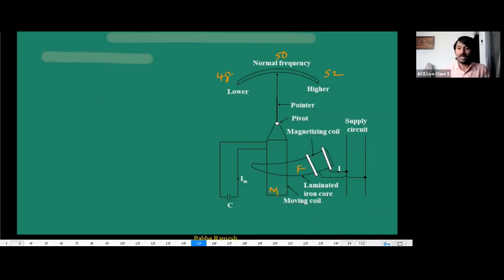Kindly look at my hand. Don't think it will be moving like this. No, it will be moving like this, because our pointer has angular movement. So this entire portion will be attracted by the coil or repelled by the coil, and thereby the pointer will show this side or that side. That's the simple arrangement.